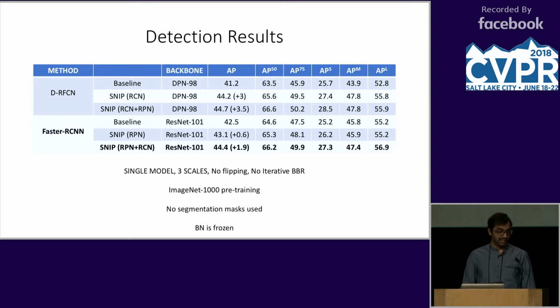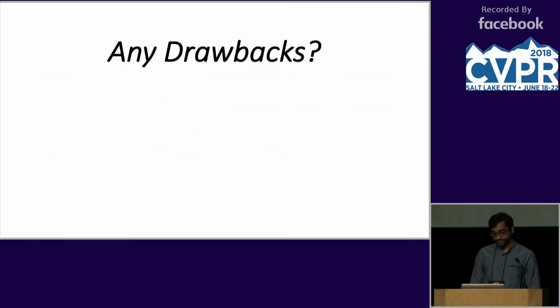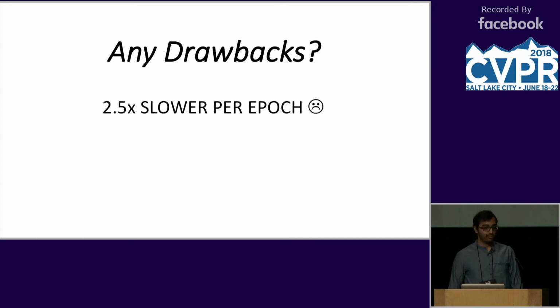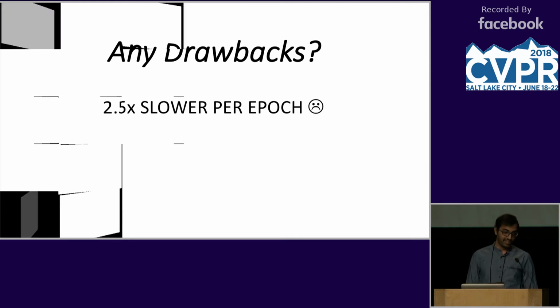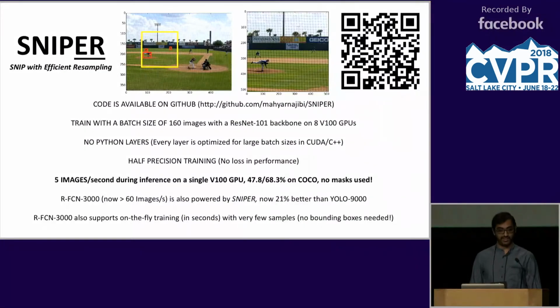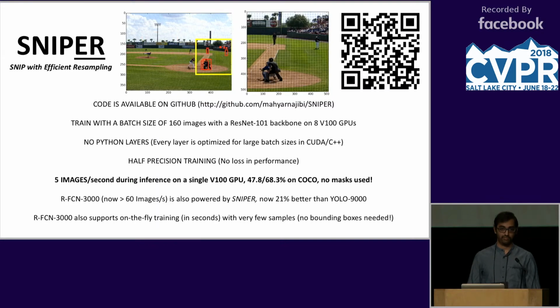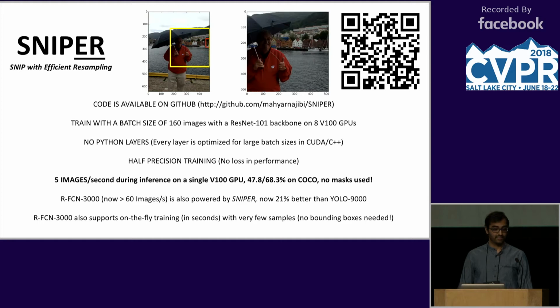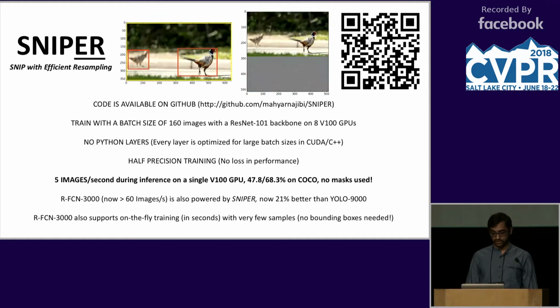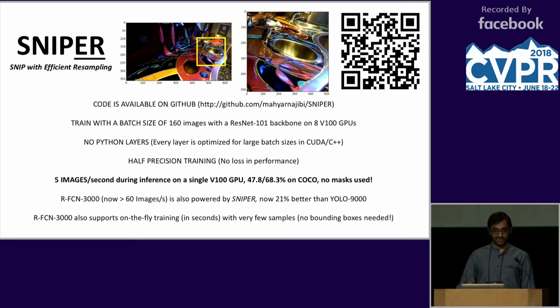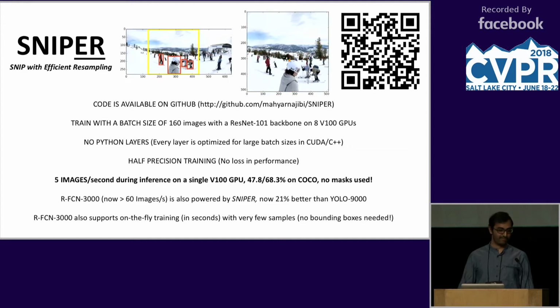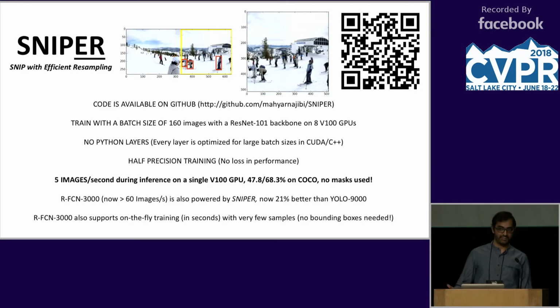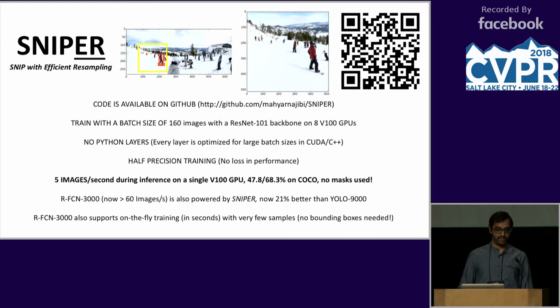Okay, so are there any drawbacks of SNIP? Well, it is 2.5 times slower per epoch, so that's really bad. So if you don't like to wait, you should check out SNIPER, and code for SNIPER is available on GitHub, on Mahir's GitHub page. And this makes training much faster. I hope that you would prefer this one compared to SNIP because it does exactly what SNIP does, but it's much better.